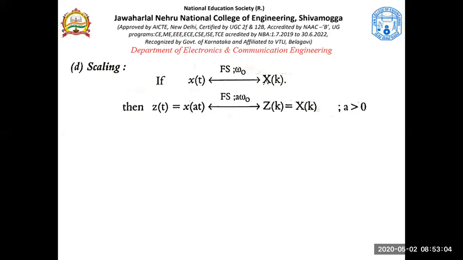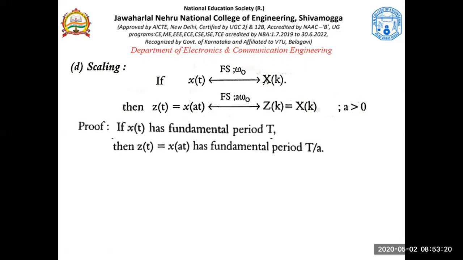Let's prove that. This was not happening in Z domain. It used to change in Z domain. But here the frequency domain signal will not change if you scale your time in time domain. Understand? So how is it going to be? If x of t has the fundamental period T, then z of t, that is x of at, has the fundamental period T by a.